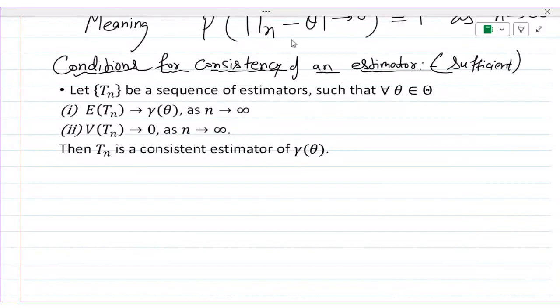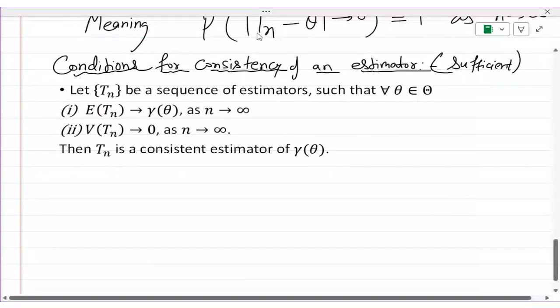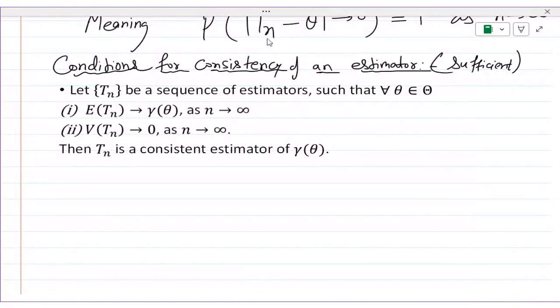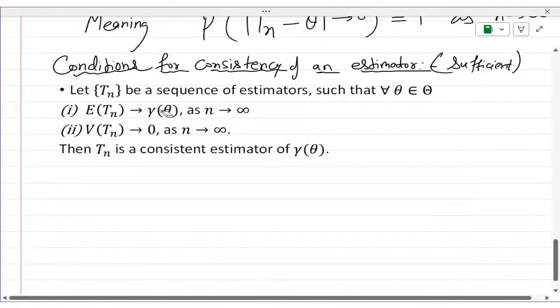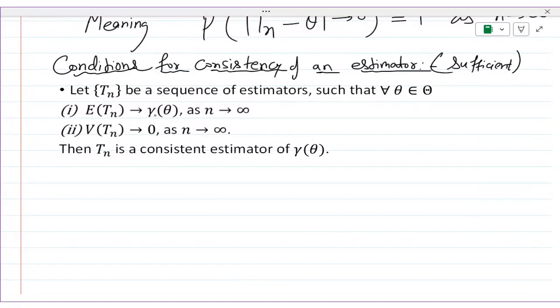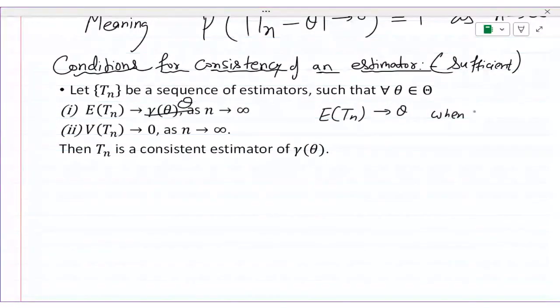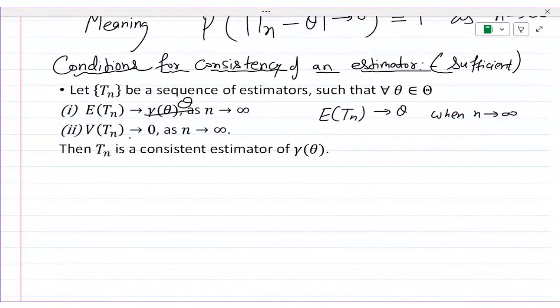Okay, there is one side point, so leave it. But suppose you are given an estimator and you have to show that it is a consistent estimator. So how can you show it? First, instead of this gamma theta, just use theta. The first thing is the expectation of this Tn should approach theta. Means if you find the expected value of this estimator, then it should approach theta when n approaches infinity, when the sample size approaches infinity. And second, the variance of Tn should approach 0 as n approaches infinity.